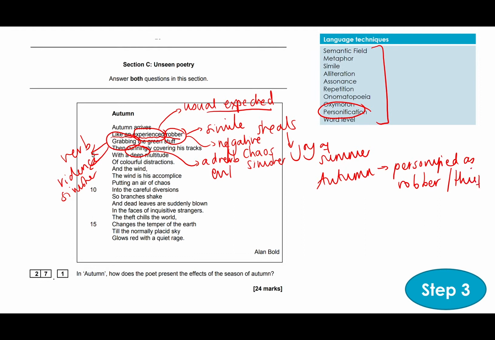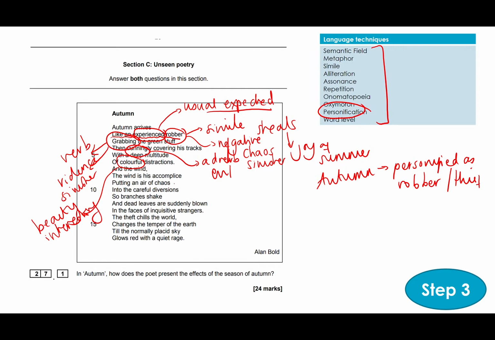Let me keep going. Grabbing the green stuff, then cunningly covering his tracks with a deep multitude of colourful distractions. I'm going to look at that word colourful. I've already thought about that kind of sinister effect of autumn being maybe a thief or something negative, but the word colourful makes me think of something quite beautiful. Maybe something quite interesting and unique. So maybe autumn's not just this horrible thing, maybe there are some nice things as well.